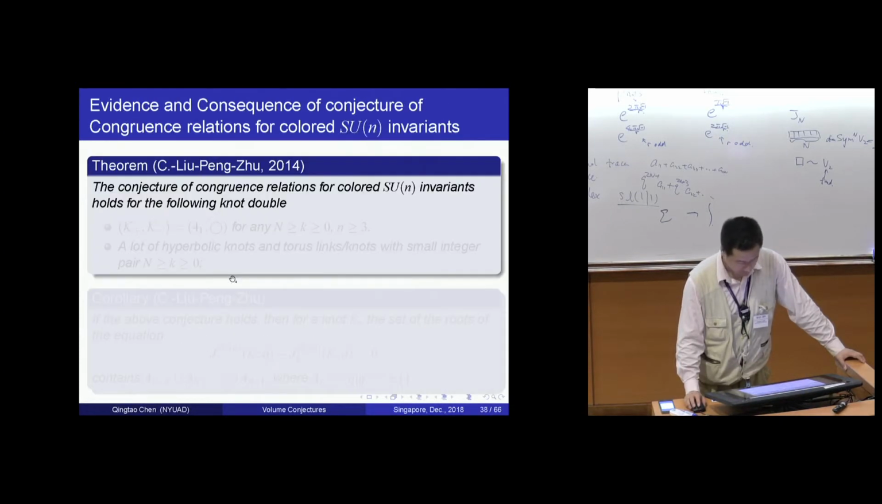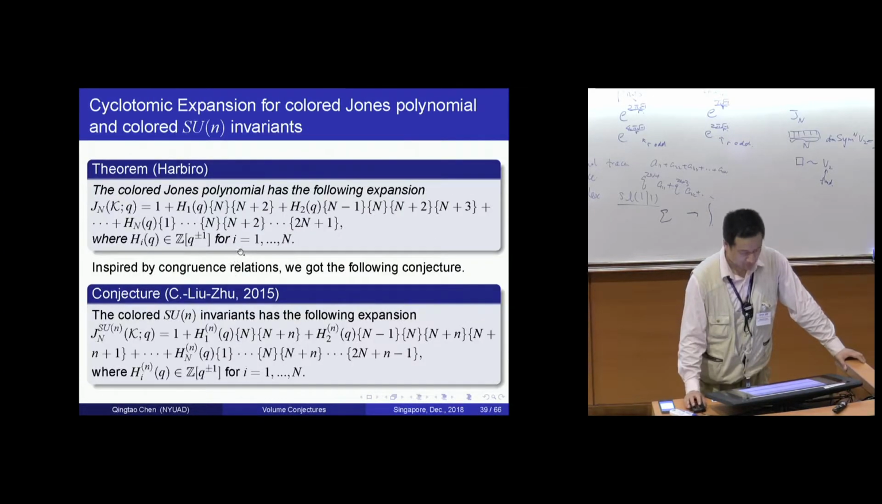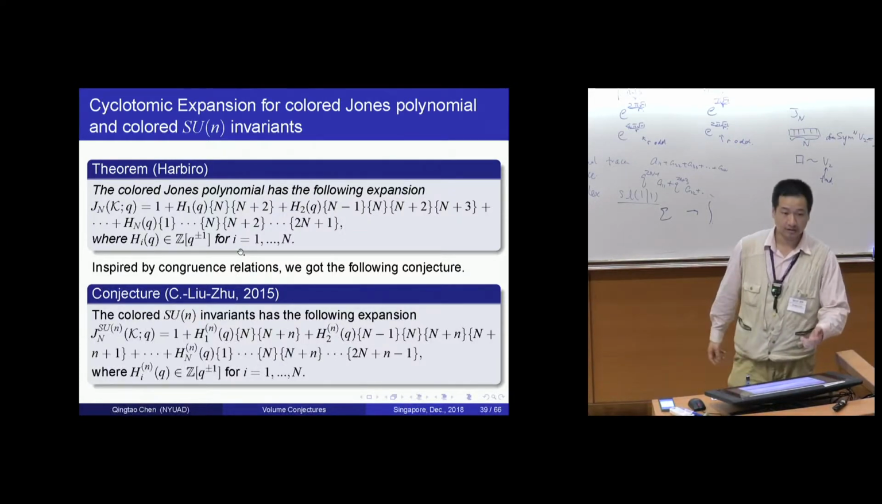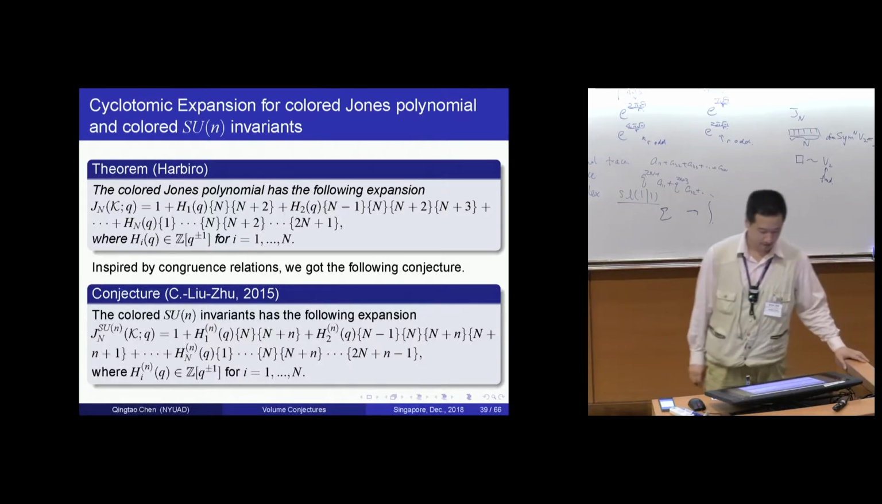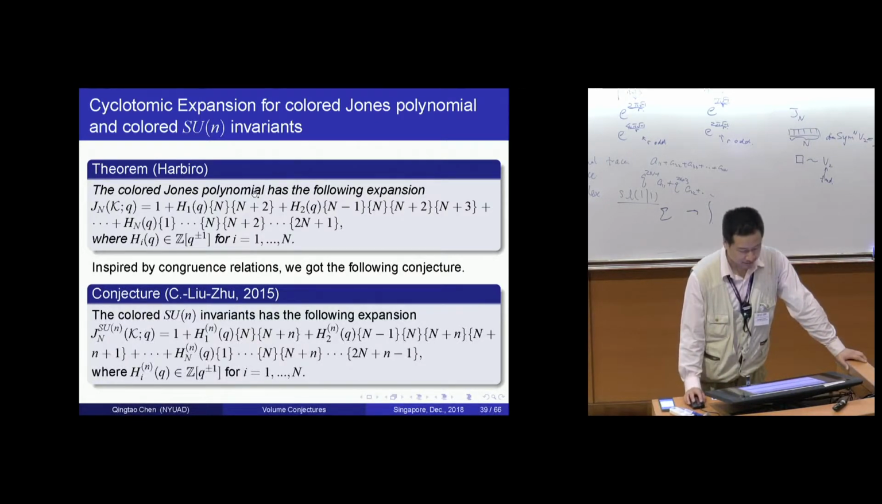And then, so now I want to discuss volume conjectures inspired by Habiro's cyclotomic expansion. Habiro's cyclotomic expansion you can see here. This is the recursion formula. So basically you can determine H1 from J1, and from J2 and H1 you can determine H2. From J3, H1, H2 you can determine H3. So H3 is an integer coefficient polynomial in Q and Q inverse.